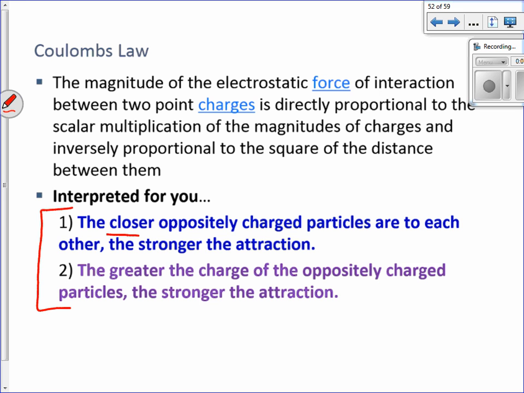The closer oppositely charged particles are, the stronger the attraction. So that's about the radius distance, how close they are packed to each other. The greater the charge, the stronger the attraction. Those are the two main facts that you need to make sure that you write down. I mean, you don't really need to write down all the big words up there: the magnitude of the electrostatic force of interaction between two point charges.